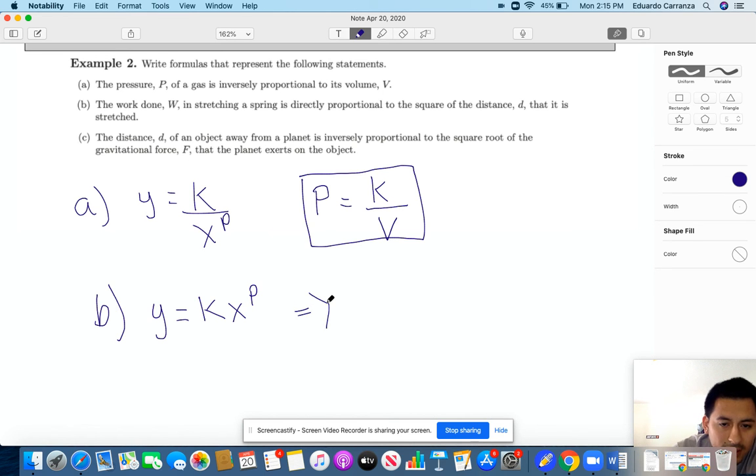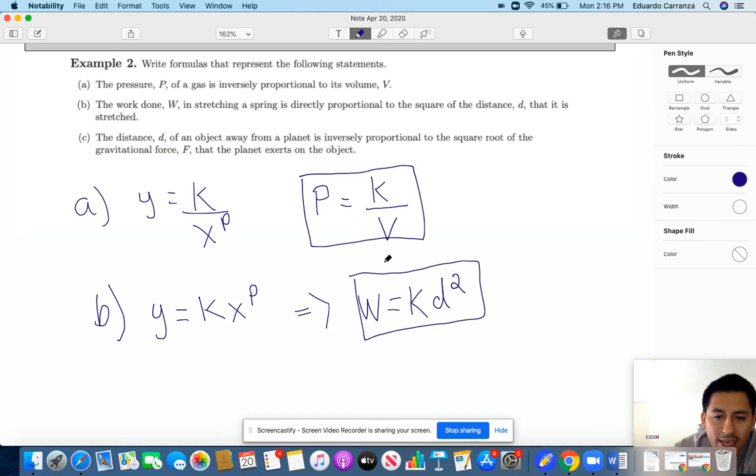When we rewrite this, work is going to be our output variable, so we have work is equal to k. In this case, it says that we are directly proportional to the square of the distance, so distance is going to be our input variable, but it's going to be squared. And so this is our formula: W is equal to k times d squared.